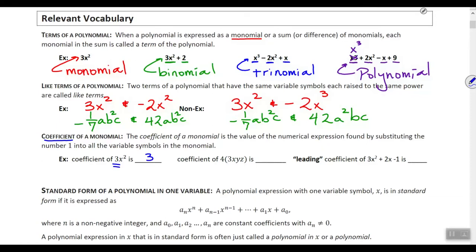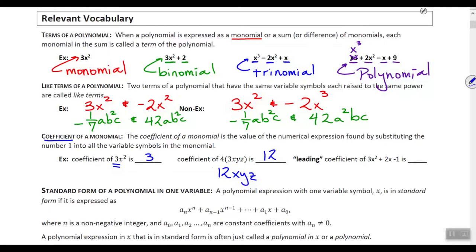Where this definition becomes important is when you have more complicated things like this. This is 4 times 3xyz. You can plug 1 into each of those, or the way I think of it is simplifying. If I have 4 3xyz's, then 4 times 3 is 12, and I actually have 12 xyz's. So I think of it as, after I simplify it, the number in front is 12.